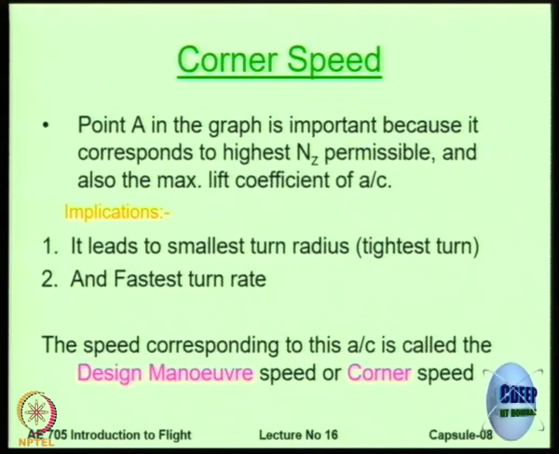But suppose there is a situation where you have an enemy aircraft coming and we want to now intercept it. And now you have this dogfight, then this corner speed becomes important. So, we also call it a design maneuver speed, but more common word is corner speed.